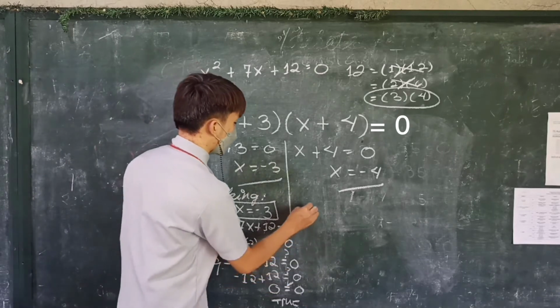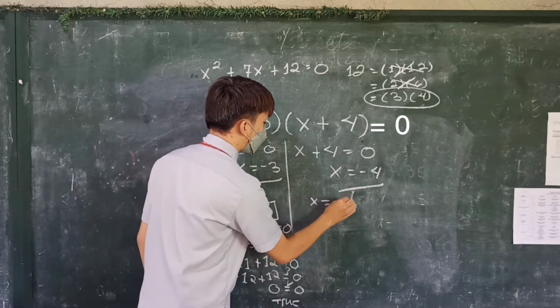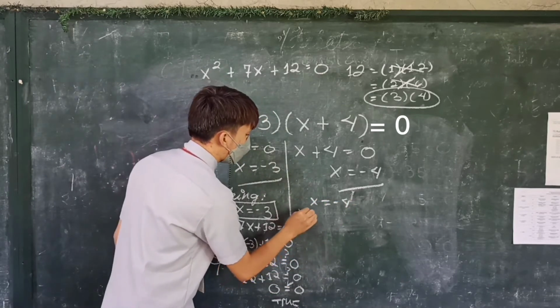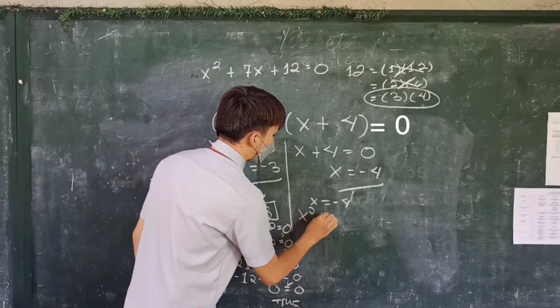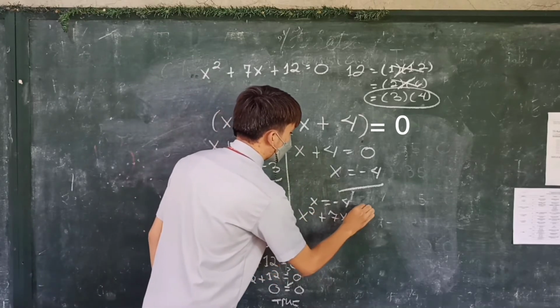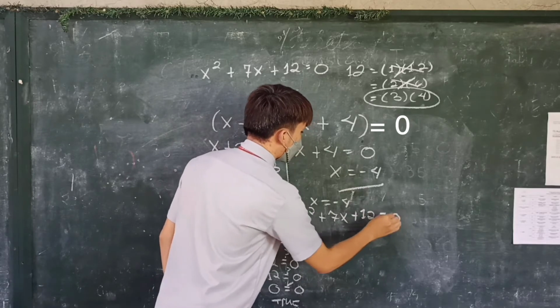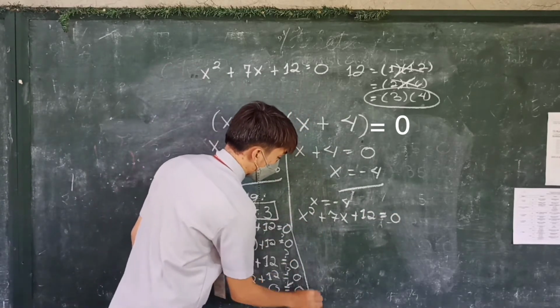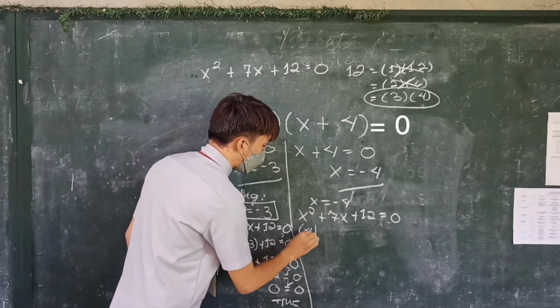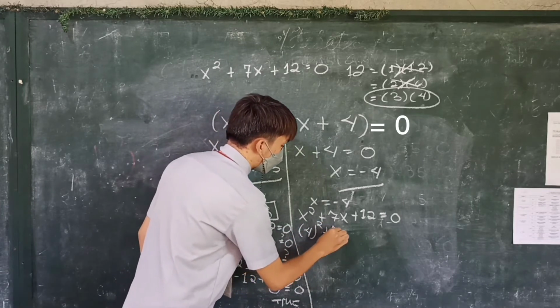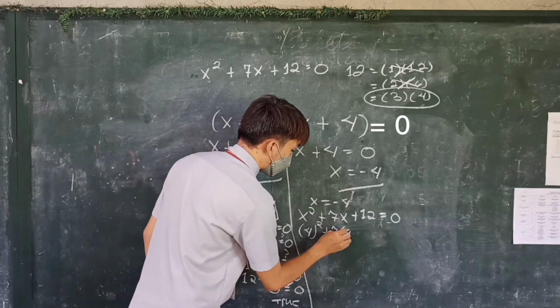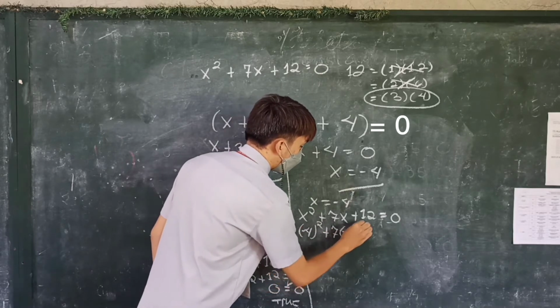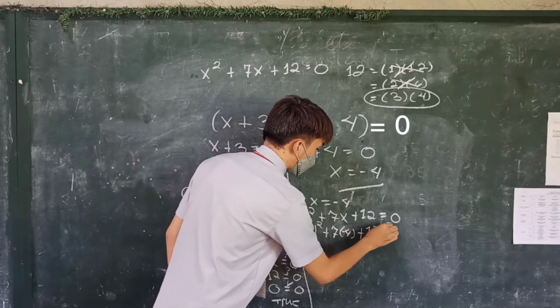Next we have x equals negative 4. So you have here x squared plus 7x plus 12 equals 0. Substitute negative 4 to x, to all x. You have negative 4 squared plus 7 times negative 4. It's negative. Don't forget about the sign. Be careful.